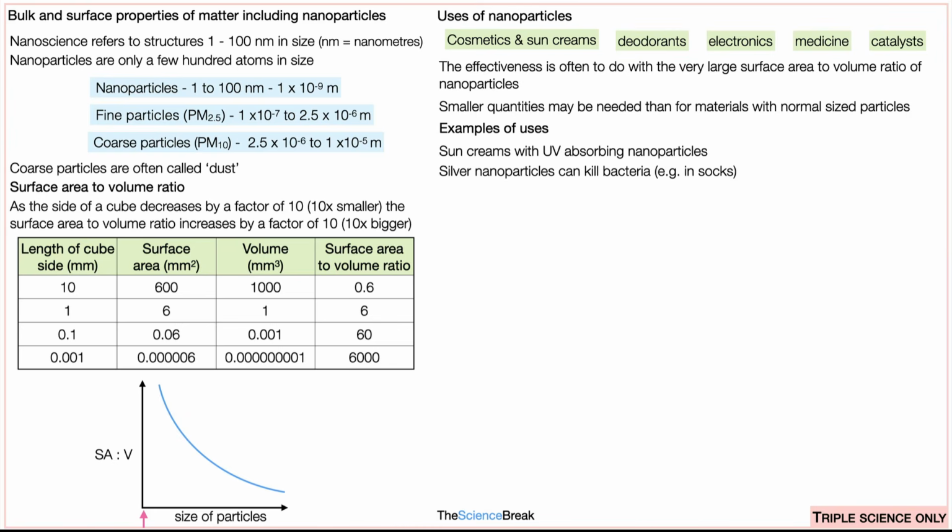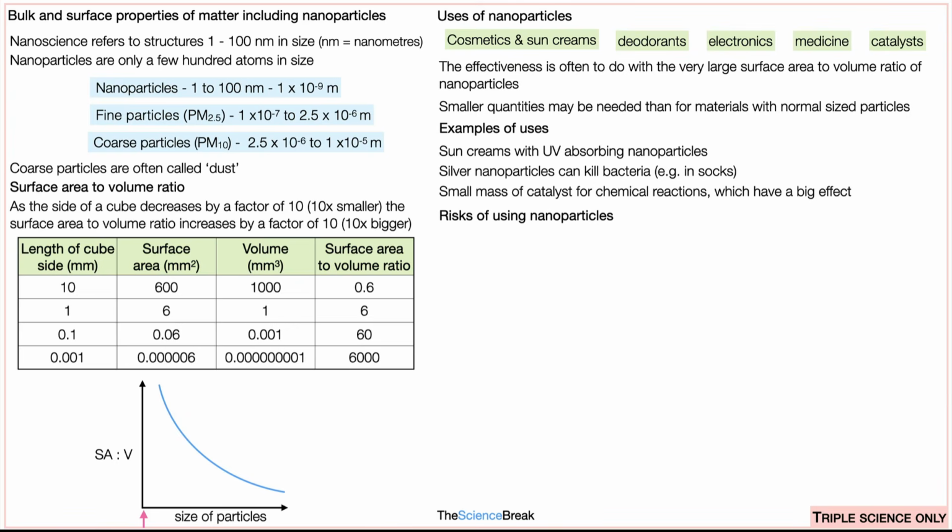Silver nanoparticles can kill bacteria. For example, they can be used in socks to help keep them deodorized. And a small mass of catalyst can be used for chemical reactions, which will have a big effect because of the big surface area to volume ratio.